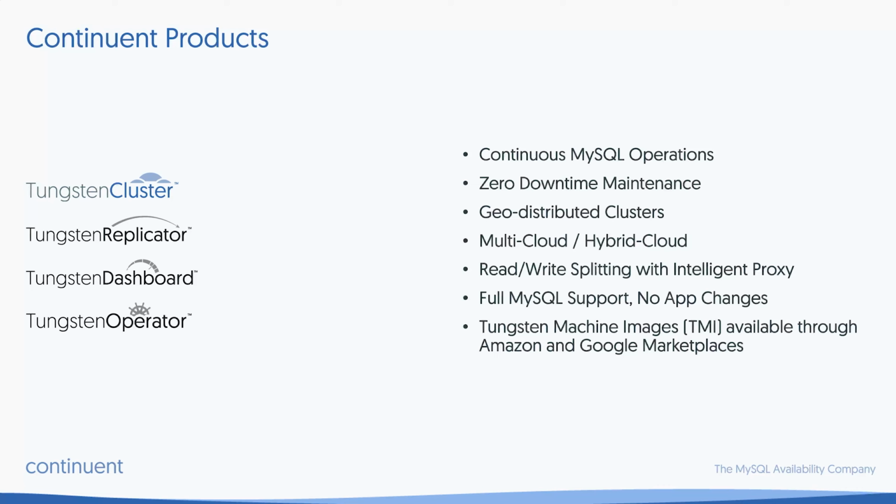Tungsten Clustering also provides read-write splitting amongst many other features as part of the Tungsten Connector or proxy. We support all flavors of MySQL, such as Community and Enterprise Editions, Percona and MariaDB. And what's more, we work out of the box with very little to zero changes required in your application. If you are not yet a customer, then you can also deploy and configure Tungsten Clustering via the AWS and Google marketplaces. Let's review the three types of topology that you can install.